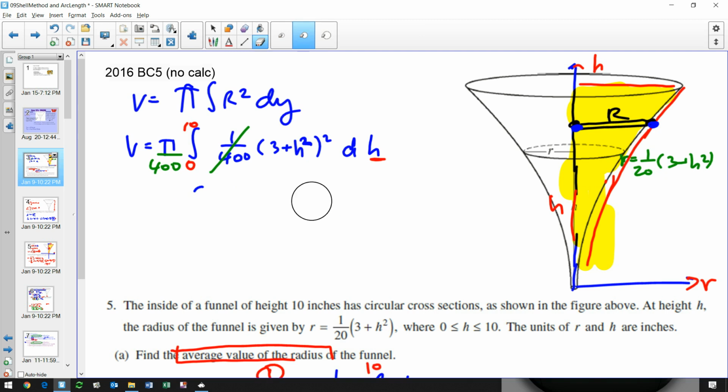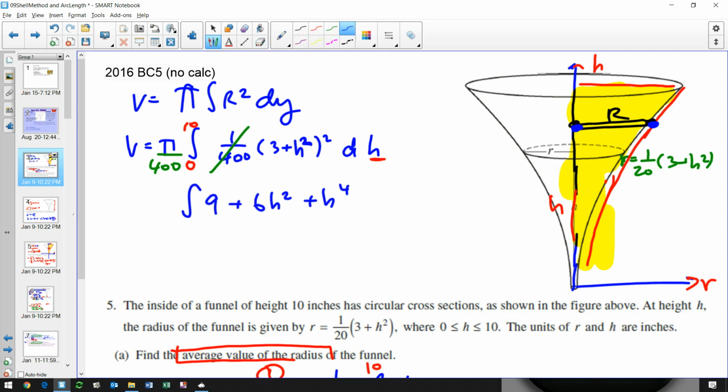So, guys, what I forgot here is 9 plus 6h squared plus h to the fourth, dh. And on the outside, I still have this pi over 400, and this right here goes from 0 to 10.